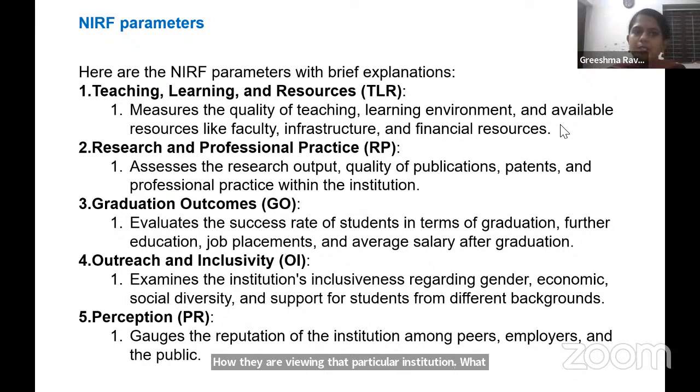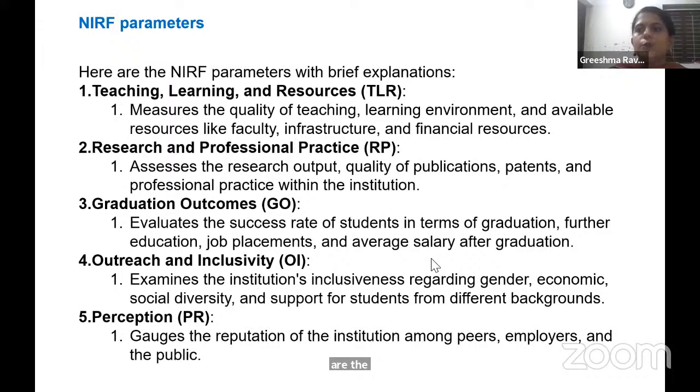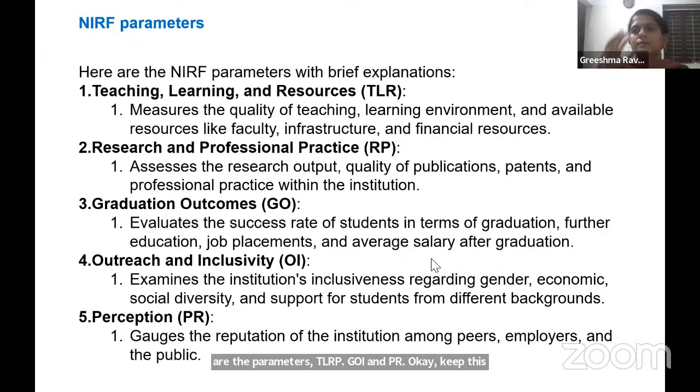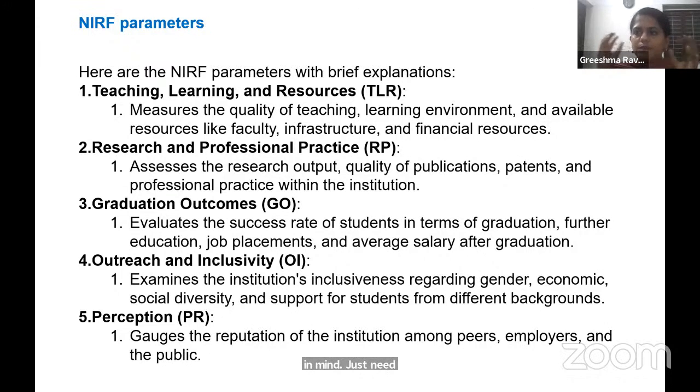So these are the parameters: TLR, RP, GO, OI, and PR. Okay, keep this in mind. Just need to understand this, and when the question is being asked, just have the information to pick it from the option. Okay.